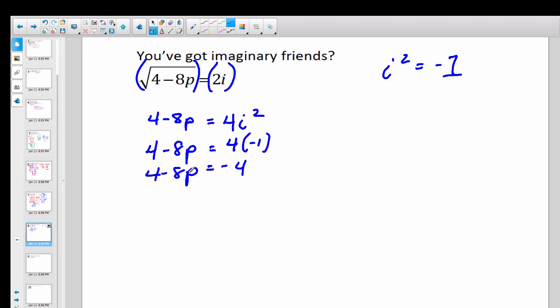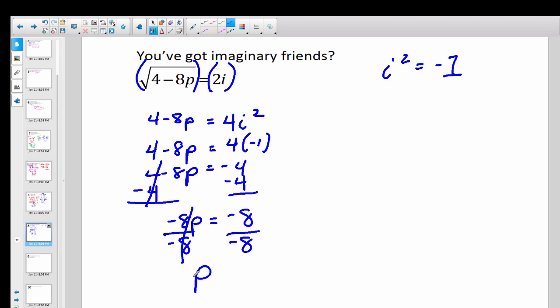Cool. Okay, so let's solve for p. 2 ways to do it. Go to 0 and GCF, or maybe I'll take away 4 from this side. Negative 8p is equal to negative 8. Divide both sides by negative 8. P is equal to 1, potentially.